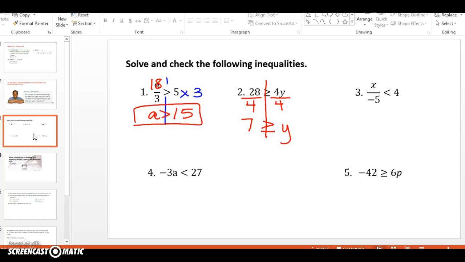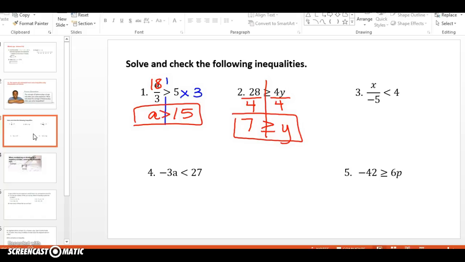Okay. So if 6 could be a solution, let's plug that in. So 28 is greater than or equal to 4 times 6. 4 times 6 is 24, right? Okay, so is this true? 28 is greater than 24. So everything's working fine still. All right, so that is our solution. All of the numbers smaller than 7 will work.